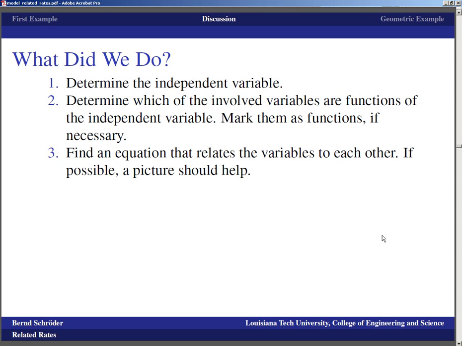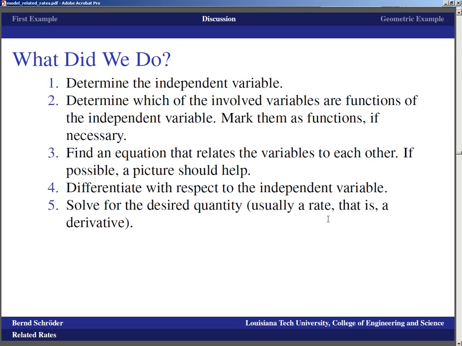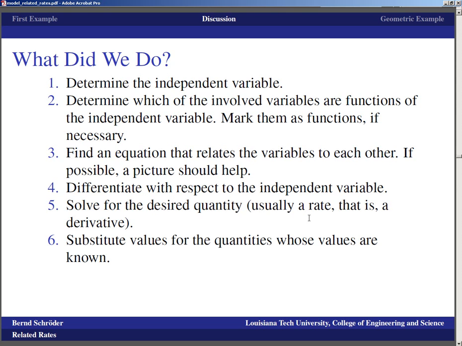If possible, a picture should help. Here you really couldn't draw a picture. We'll see a geometric example where you can in just a little bit. And then you differentiate with respect to the independent variable. You solve for the desired quantity, which may well be a rate, and then you substitute values for the quantities whose values are known, and that's how you solve related rates problems. The devil is in the details.